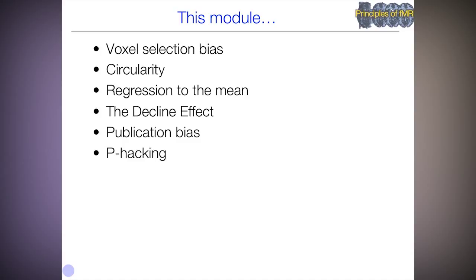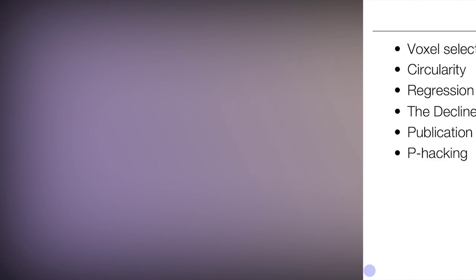In this module, we're going to home in on fMRI biases, and we're going to talk more about voxel selection bias. We'll talk about circularity, regression to the mean, and along the way, familiarize you with some of the important terminology and effects like the decline effect and publication bias and p-hacking. So let's look at voxel selection bias. This is at the heart of the voodoo correlation paper and debate.